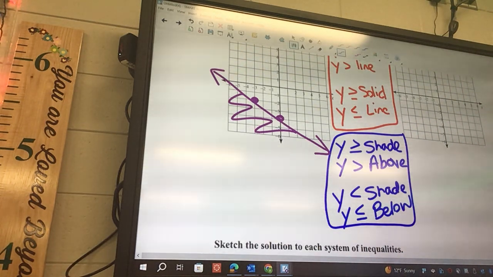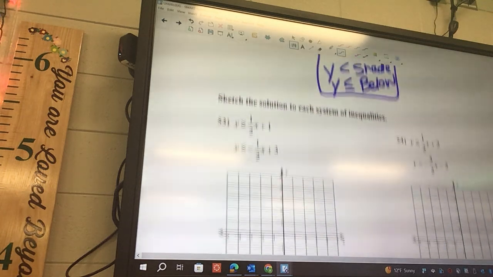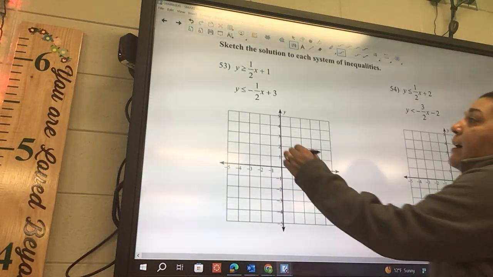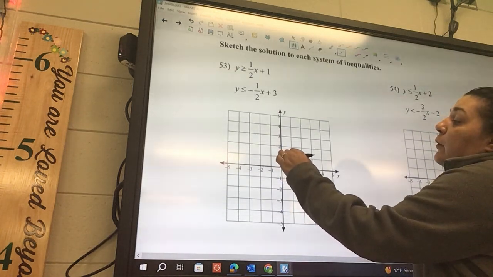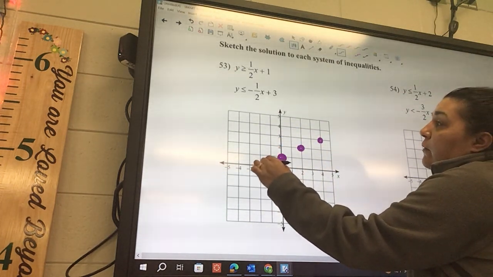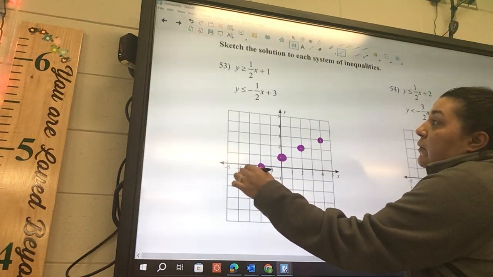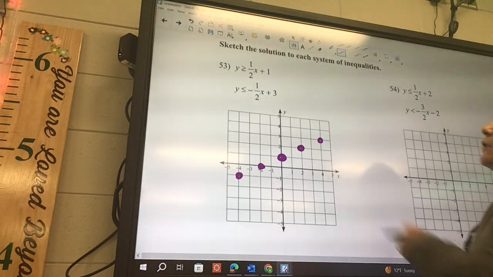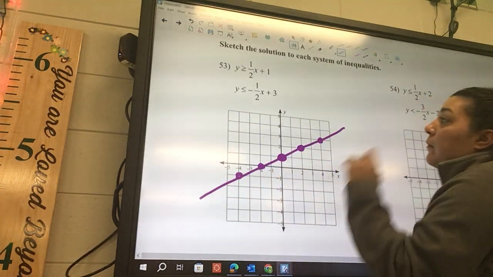Okay, if you're not done, that's fine. Okay, look at 53. Line 1 starts at +1, and we're gonna go up 1 over 2, up 1 over 2. Okay, or down 1 over 2, down 1 over 2. Okay, solid or dotted? Solid. Solid line, shade above or below? Above.